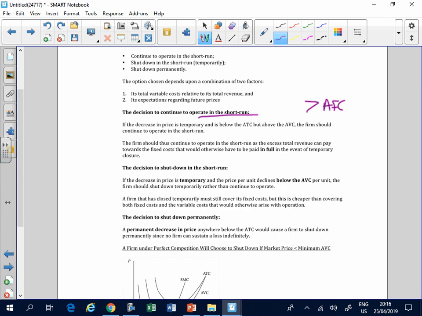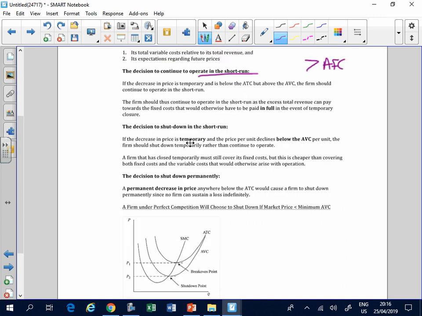So in that instance, ladies and gents, no matter what the situation is, if you cannot cover your average variable cost, you're done. Don't worry about it. Don't even look at it. Just move on and call it a day. So that's how you answer these types of questions.